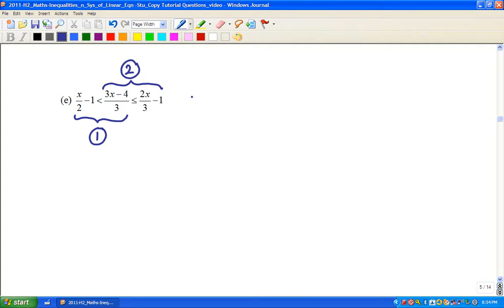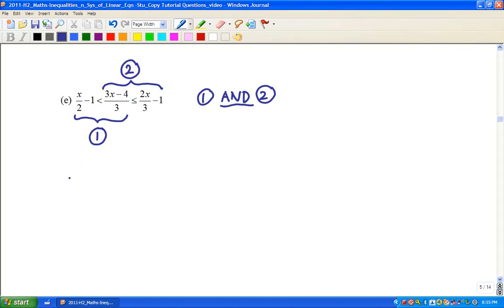So, to solve this inequality will be identical to solving inequality 1 and solving inequality 2. Take note that the conjunction word here used is and, because we need to solve both inequalities at the same time.